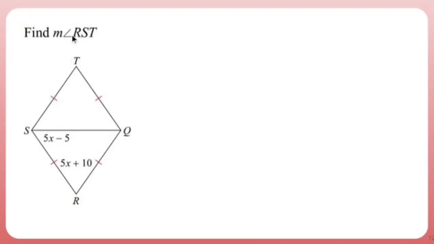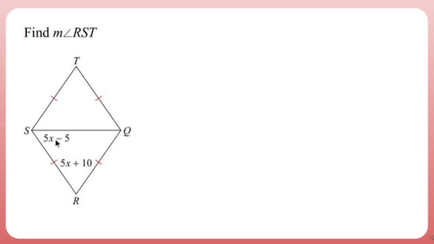Find the measure of RST. All right, where is RST? RST. Ooh, okay. What I have here is a rhombus cut in half. Now, what I know is when you take a rhombus and cut it in half, you get yourself an isosceles triangle right here. Why does that matter?